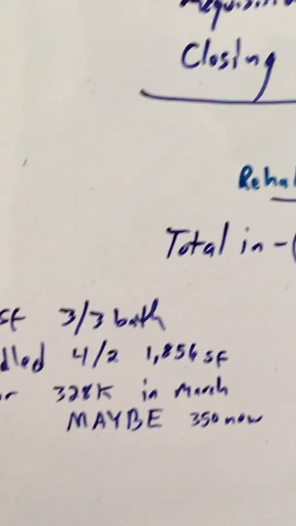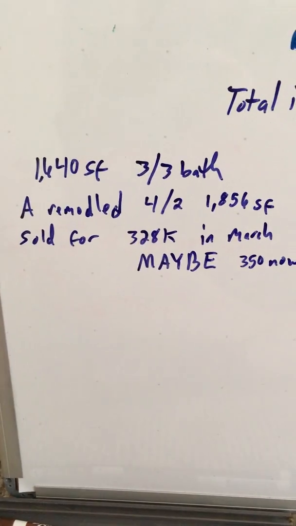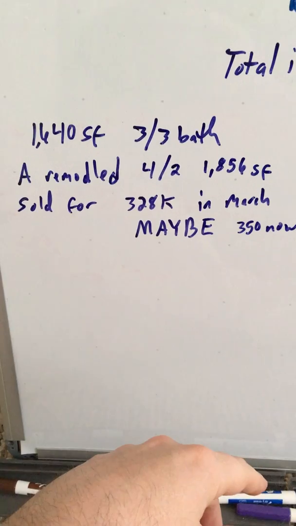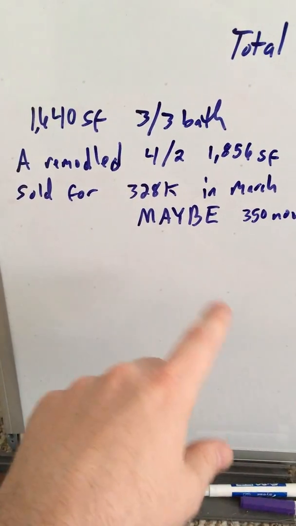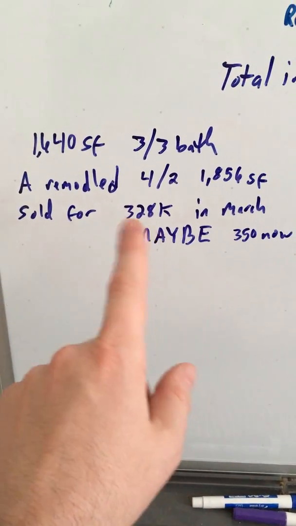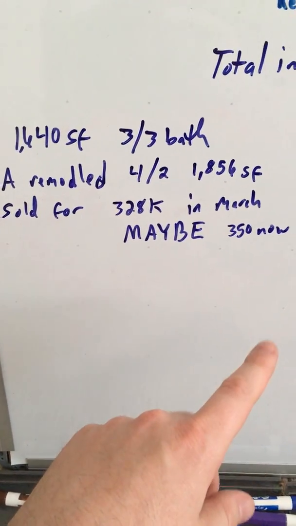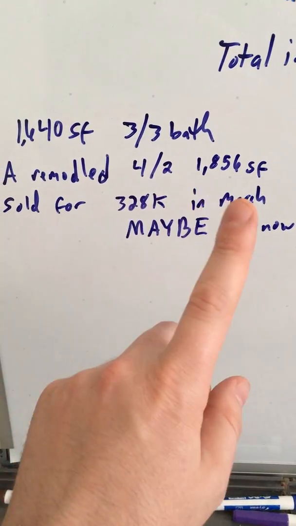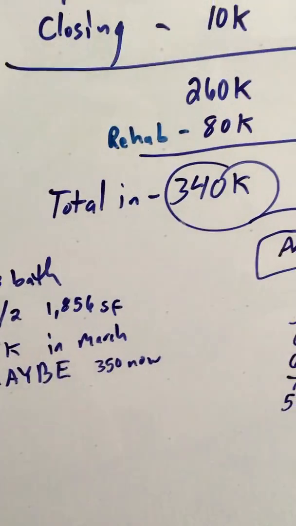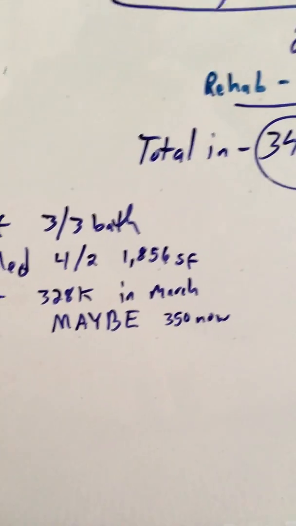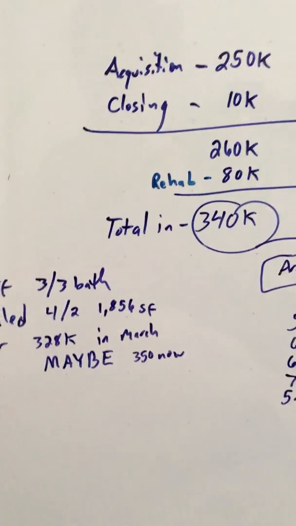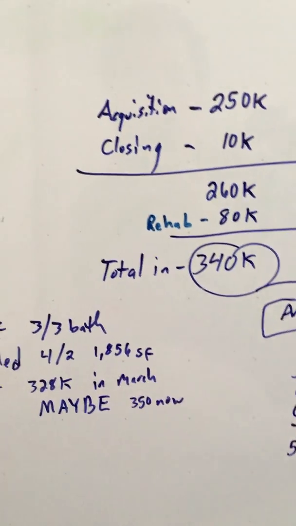Now if we're looking at this as a single family, it's 1640 square feet, 3-bedroom, 3-bath. Now I just saw, this was the one that stood out the most, a remodeled 4-bedroom, 2-bath, 1856 square feet that sold for 328 in March. So maybe that size home with that many bedrooms could get 350 now, but you can see very, very quickly, if we're all in at 340, flipping doesn't make sense. So let's go to adding some value and getting this rental property stabilized.